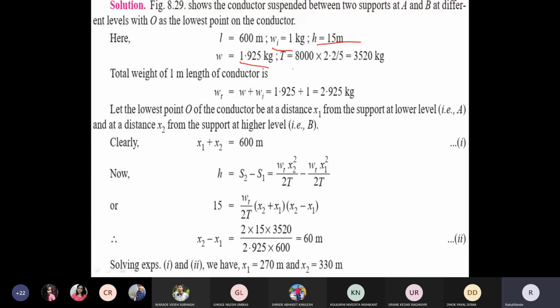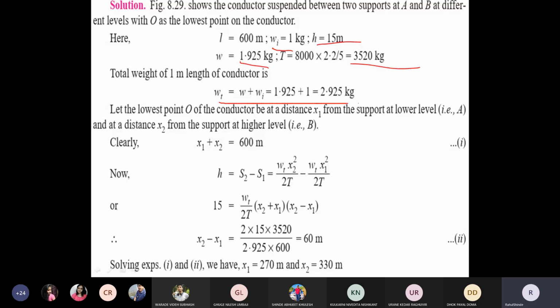So that can be calculated by using the formula: strength multiplied by area divided by the factor of safety. Again, the steps are very simple, so you just follow the steps only. You calculate the T. Once you calculate the T, you can calculate the Wt. What is the Wt? Wt is nothing but W plus Wi, the weight of the conductor plus the weight of the ice. Getting? So this is the second step.